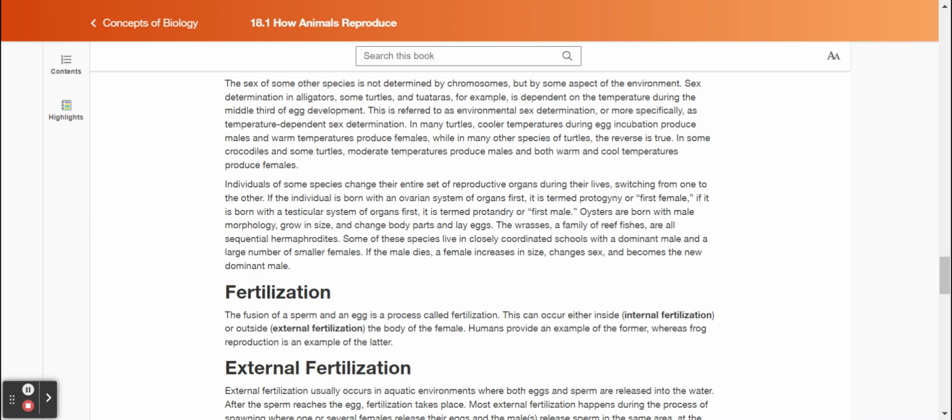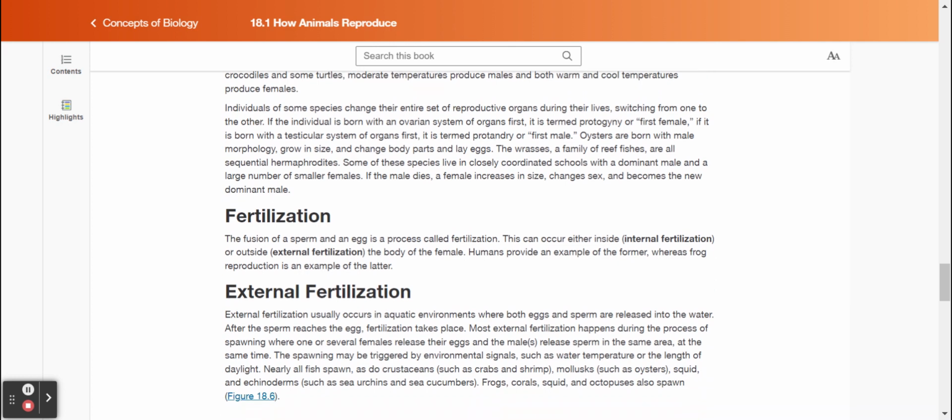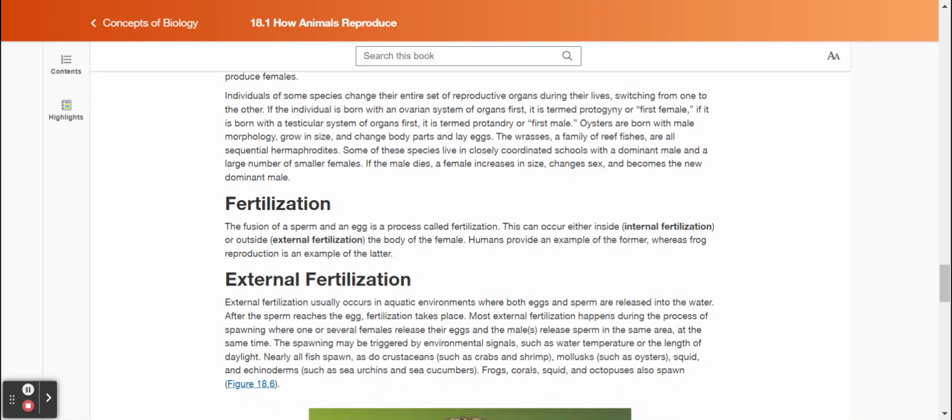Individuals of some species change their entire set of reproductive organs during their lives, switching from one to the other. If the individual is born with an ovarian system of organs first, it is termed protogyny, or first female. If it is born with a testicular system of organs first, it is termed protandry, or first male.